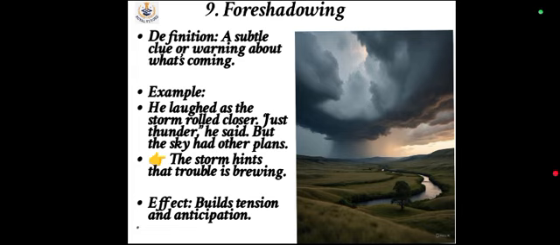Now this is foreshadowing. Foreshadowing is a subtle clue or warning about what's to come. For example, he laughed as the storm rolled closer. Just thunder, he said, but the sky had other plans. The storm hit, a hint that trouble is brewing. Now for effect, the writer uses it to build tension and anticipation.